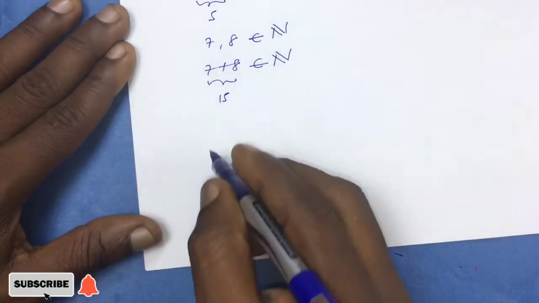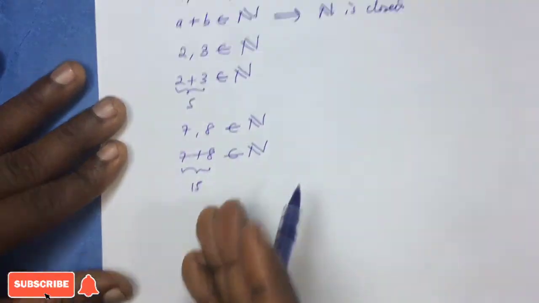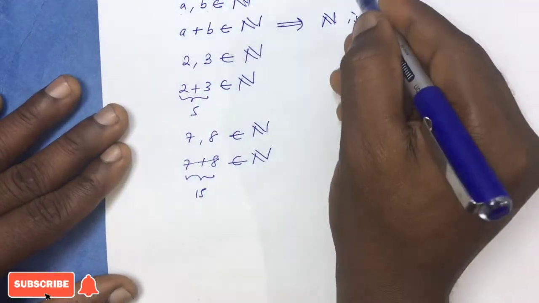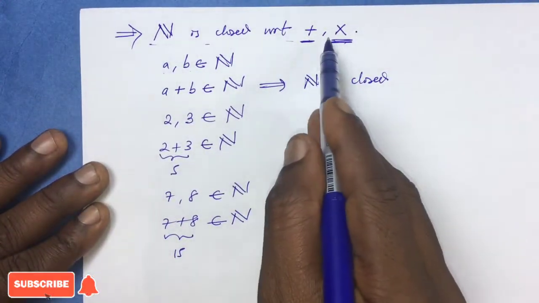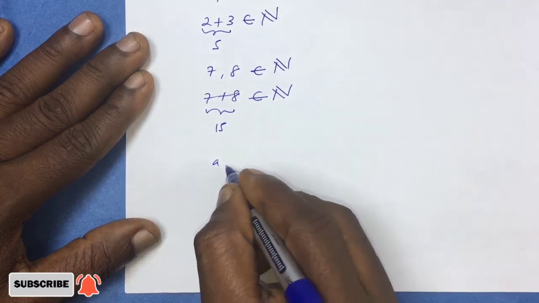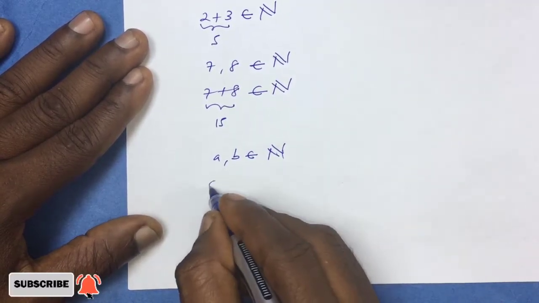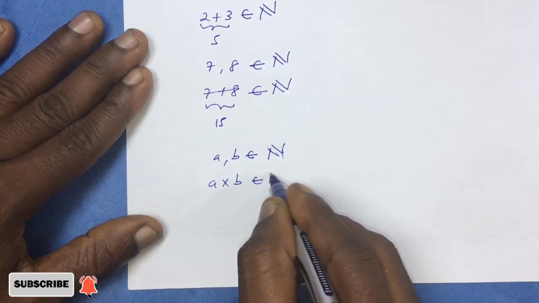Okay? Now, again, we have just said that n is closed with respect to addition, and I've just given you an example of that. What about the second one? N is closed with respect to multiplication. Now let us see. If n is closed with respect to multiplication, it means that any two elements you select from n, when they multiply, will give you a result that is in n.